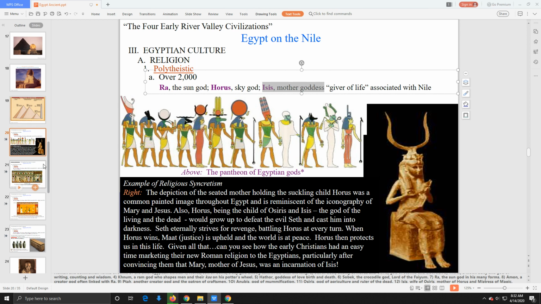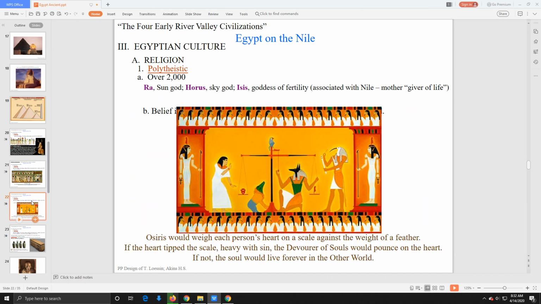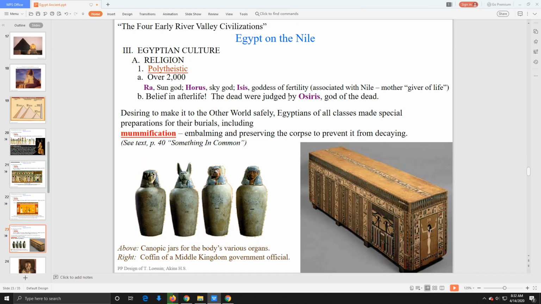And speaking of Osiris, we probably need to write down that he's god of the dead. There it is. So go ahead and make a five, if you would, and write down Osiris equal sign god of the dead.